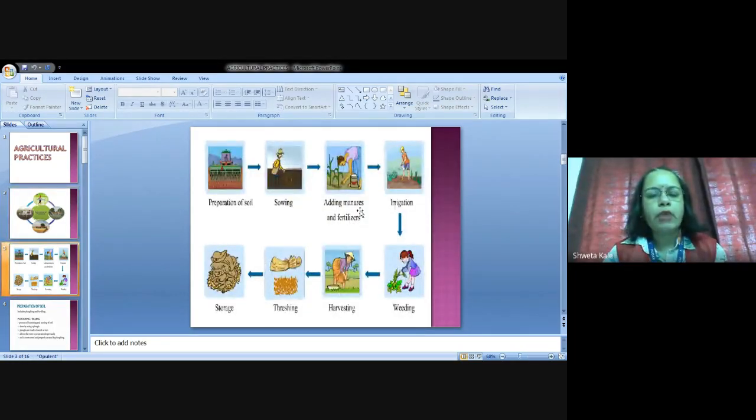Again, you can see in this flow chart, number one, it's preparation of soil, that is preparing the soil for the sowing of the seeds. Second step is sowing of the seeds. Once the seeds are sown, then it becomes important to give the seeds proper nutrients, which is done with the help of adding manures and fertilizers. After that, the crop needs to be properly watered. So watering of crops is known as irrigation.